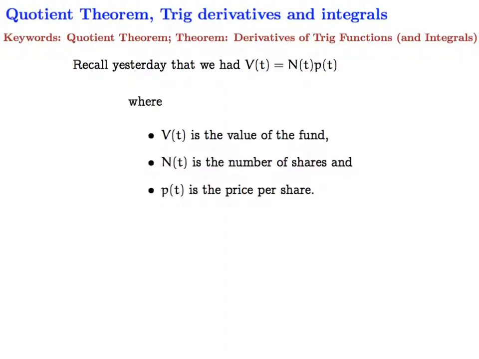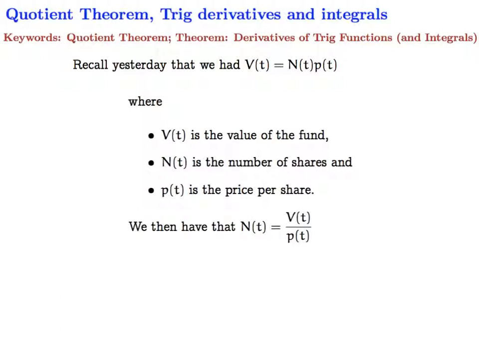So recall yesterday, or the other day, whatever day it was, we came up with this function that V of t equals N of t times P of t. So this was sort of our motivation for understanding the product rule. V of t was the total value of a fund, N of t is the number of shares, and P of t was the price per share. So when you multiply the number of shares times the price per share, you get the total value.